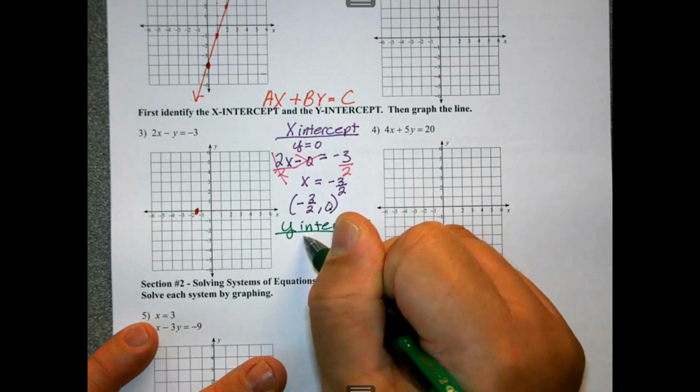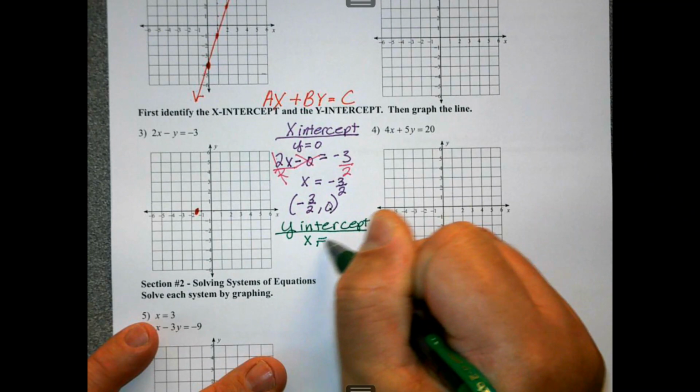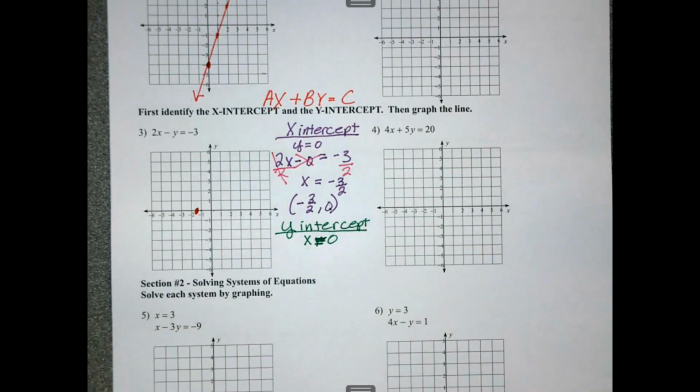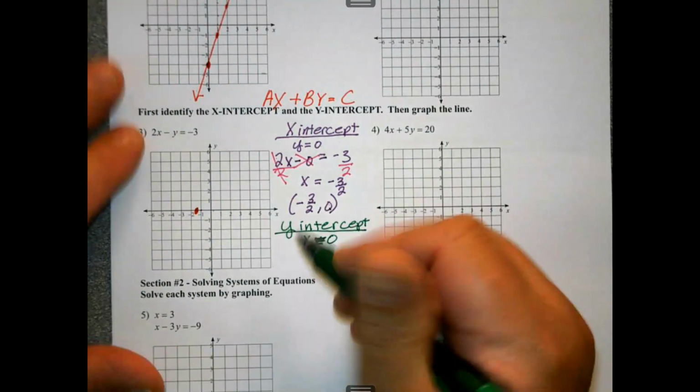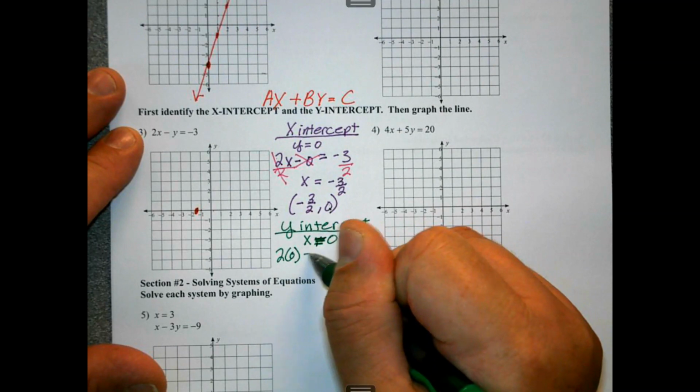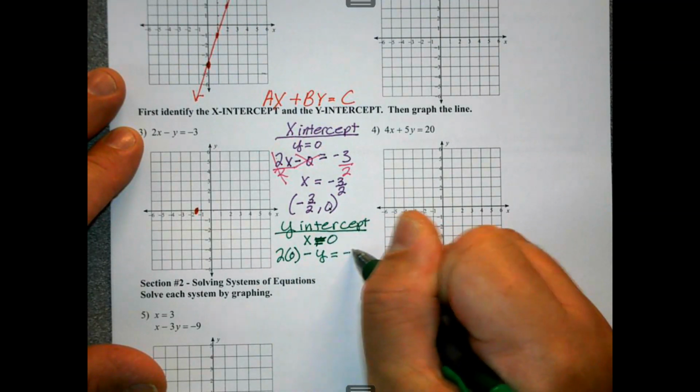I'm setting my x equal to 0. Okay, so then I've got 2 times 0 minus y equals -3.